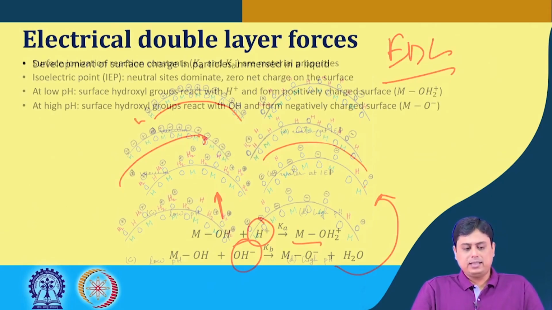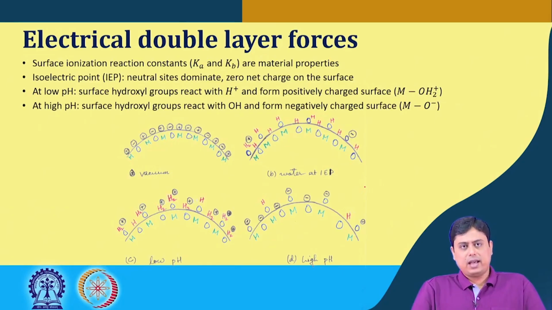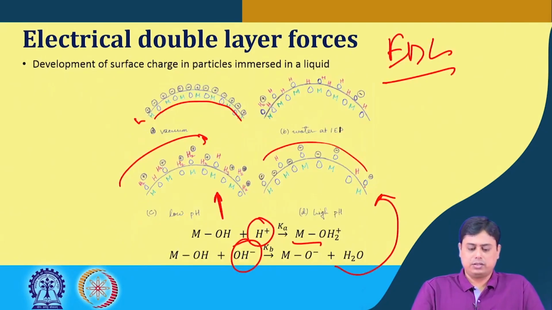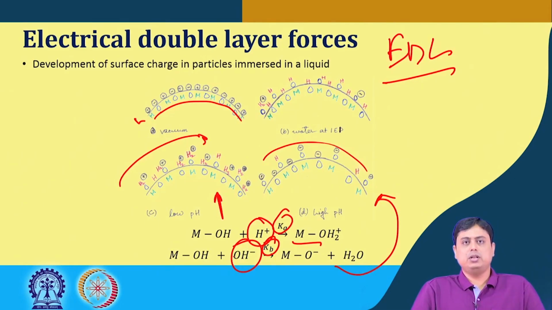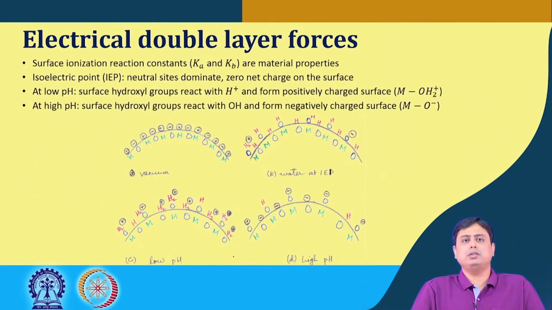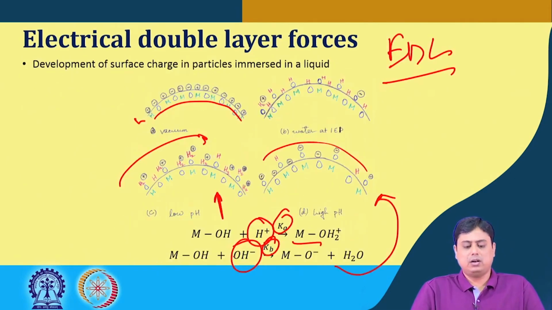Now the point is that these surface ionization reaction constants, which are Ka and Kb in this case, are material properties. They depend on the properties of the material. For example, they change with silica oxide, they change with alumina oxide. They have different values.